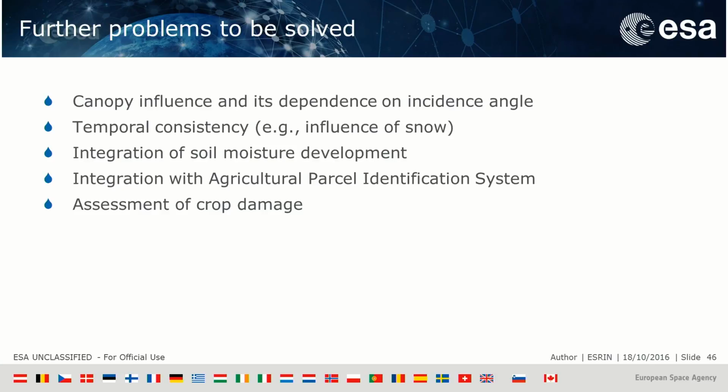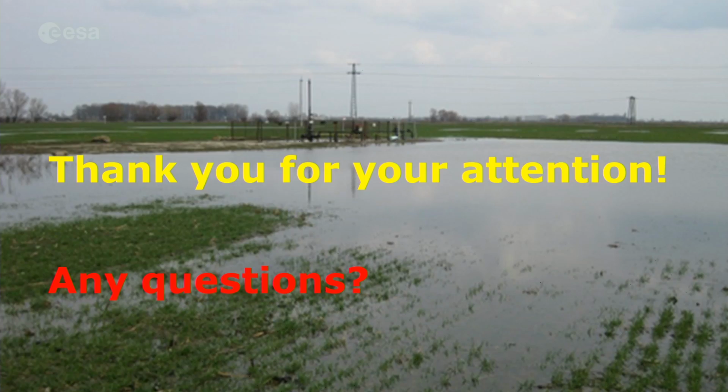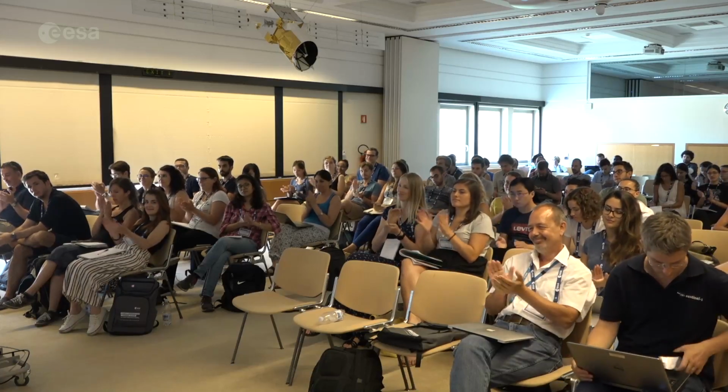And furthermore, the crop damage can be assessed only if the radar monitoring is also combined with a more accurate optical monitoring for looking at the amount of crop that is failed. And this is the end of the story. Questions, please.